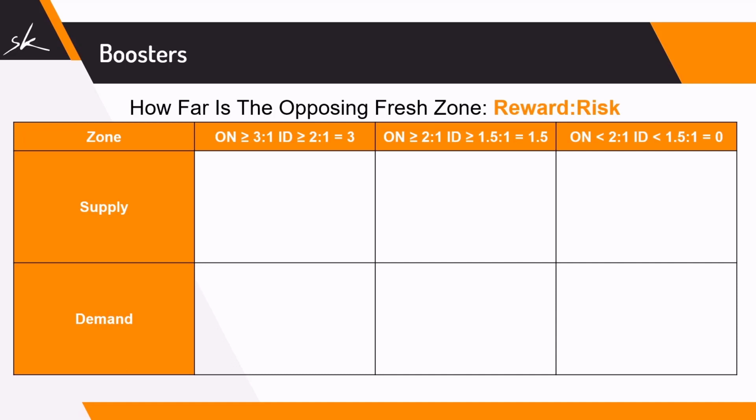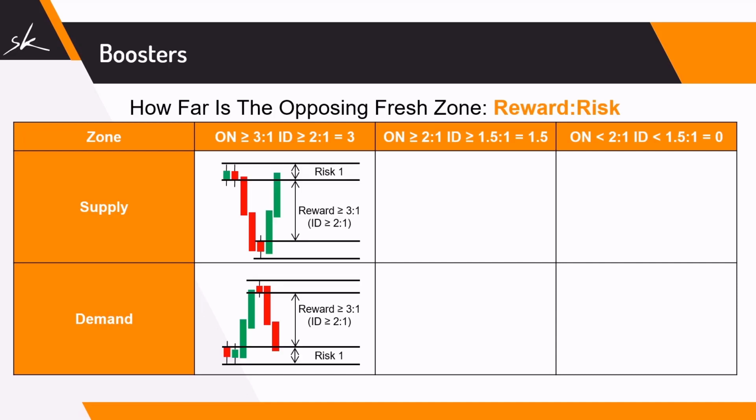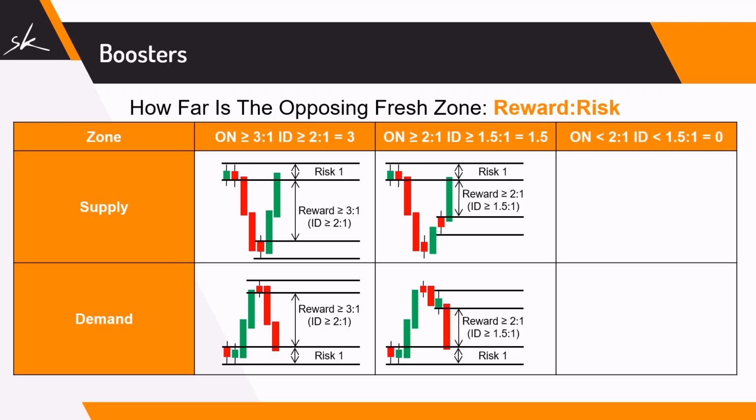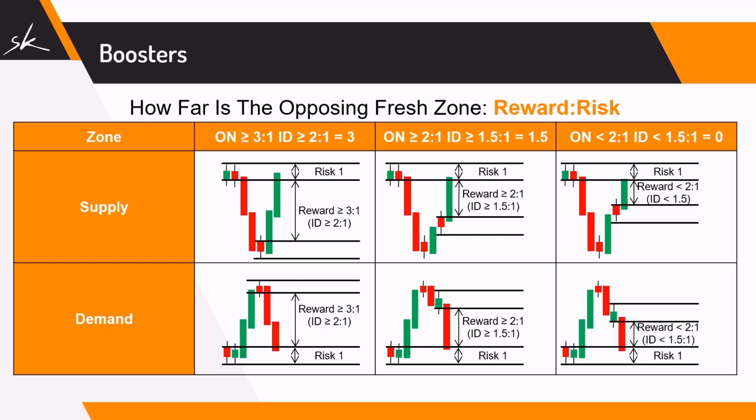For an overnight trade, if the reward to risk ratio is greater than or equal to 3:1, or for an intraday trade the reward to risk ratio is greater than or equal to 2:1, we will give it a score of 3. For an overnight trade, if the reward to risk ratio is greater than or equal to 2:1, or for an intraday trade, if the reward to risk ratio is greater than or equal to 1.5:1, we will give it a score of 1.5. For an overnight trade, if the reward to risk ratio is less than 2:1, or for an intraday trade, if the reward to risk ratio is less than 1.5:1, we will give it a score of 0.